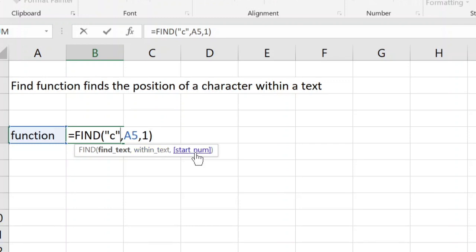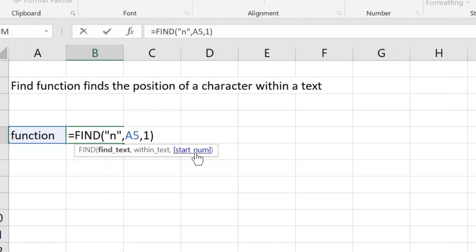What is start num? What is the meaning of start num? Here we have fixed the number as 1, so we will start from one, then close the parenthesis and press enter. It is working fine, but let's see another example. I want to find the position of n. Now the question will arise, which n position do we want to find, because there are two n's in this word.